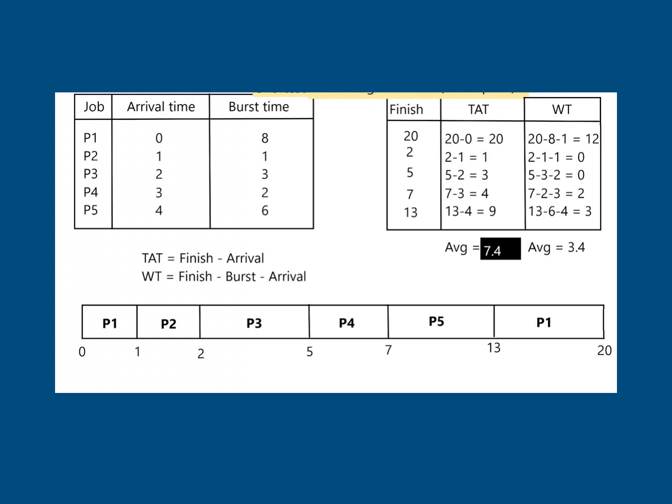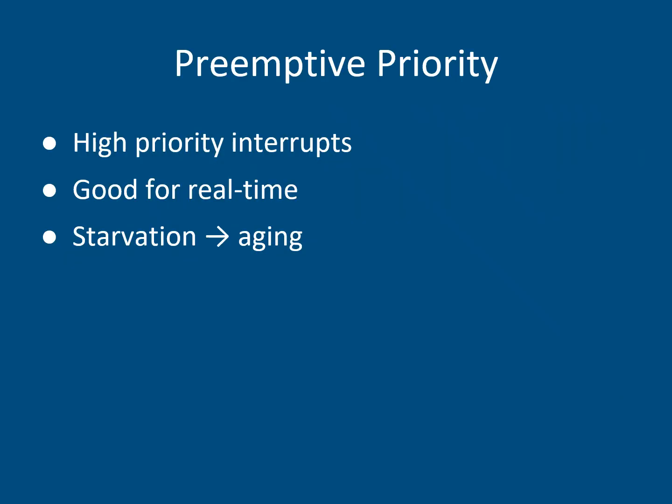From the Gantt chart, the finish times are P2 equal to 2, P3 equal to 5, P4 equal to 7, P5 equal to 13 and P1 equal to 20. That yields an average turnaround time of 7.4 units and an average waiting time of 3.4 units. SRTF minimizes average waiting time compared to FCFS but can cause frequent preemptions and possible starvation of long jobs.